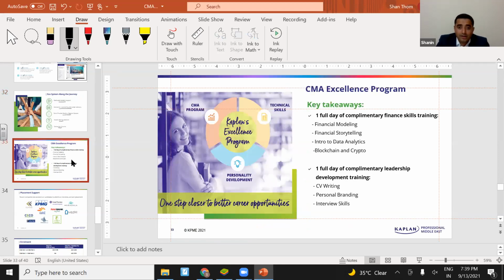Now, in addition to this, there is a bonus that we are currently providing, which is the excellence program. This is completely free. In fact, this is something that we generally charge for when we do it on a separate basis. But for every student enrolling for the CMA program, there will be 2 days of additional professional development learning sessions, with 1 full day on finance skills and 1 full day on leadership and development skills. So CV writing, how to prepare your CV for interviews, personal branding, how to brand yourself, and interview skills are done on the 2nd day.